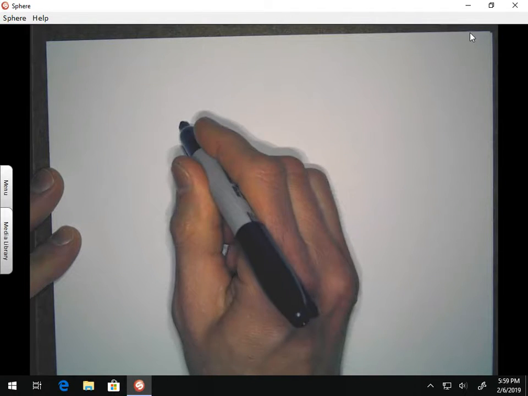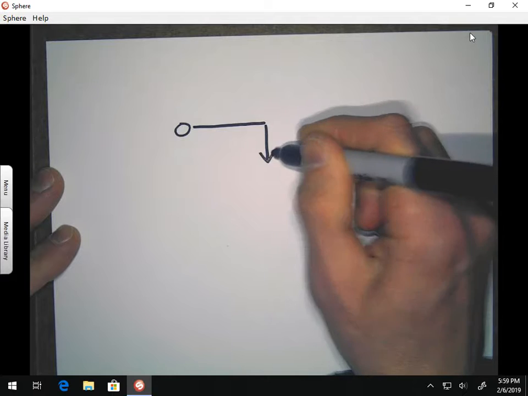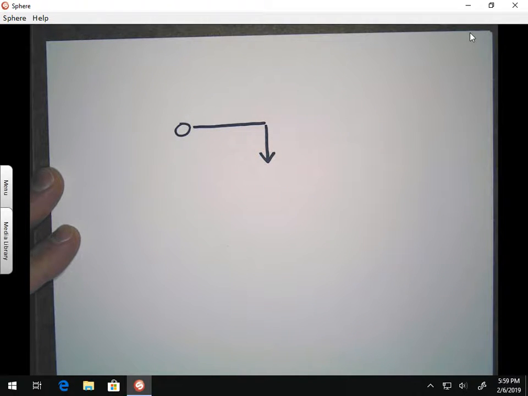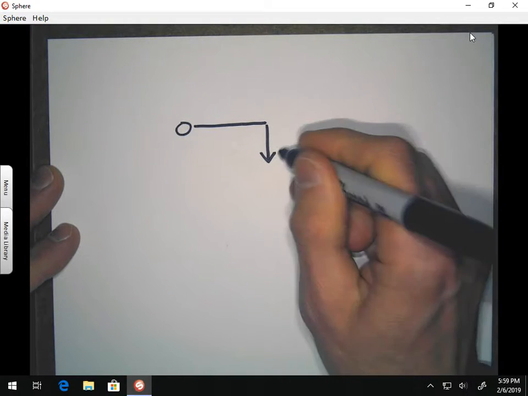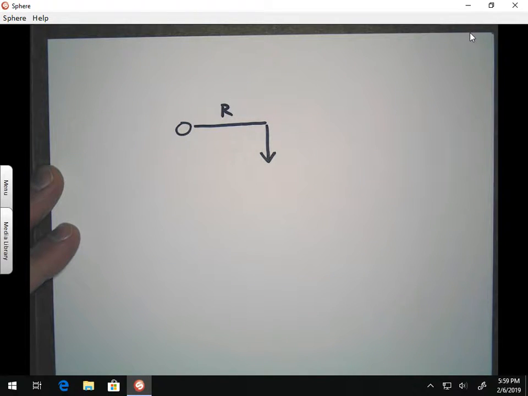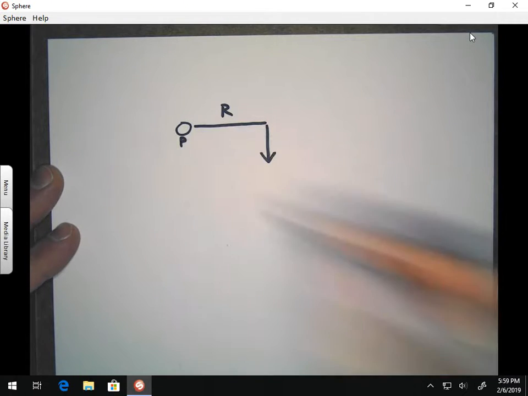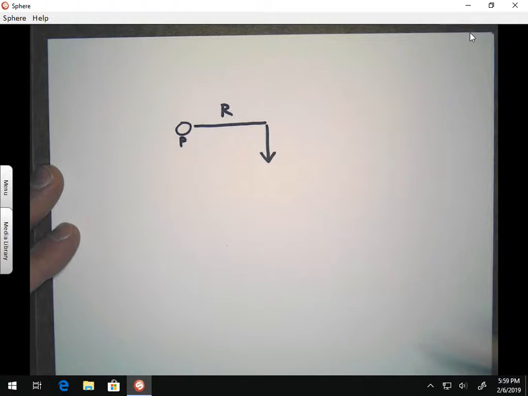So in our examples of torque so far, we have looked at forces which are basically perpendicular to the lever arm. In my picture here, this is the lever arm, R. This is my pivot, I'll just put a P there for pivot. And of course, this is the force.